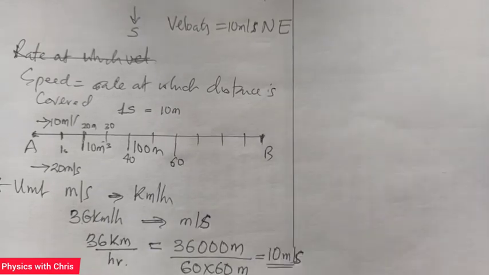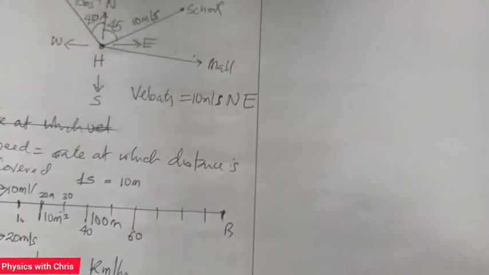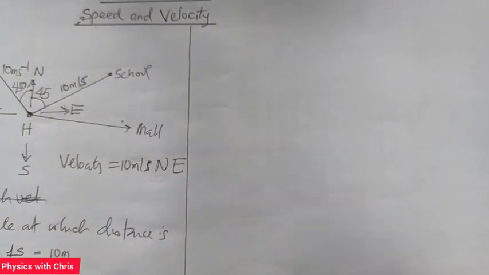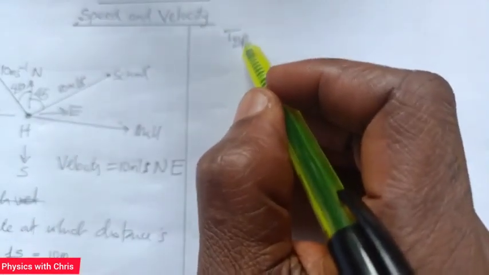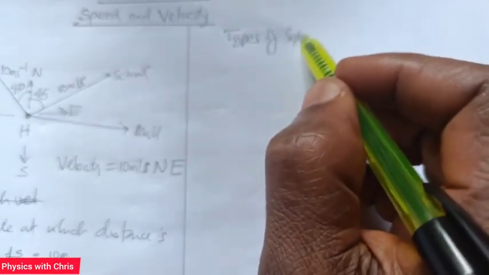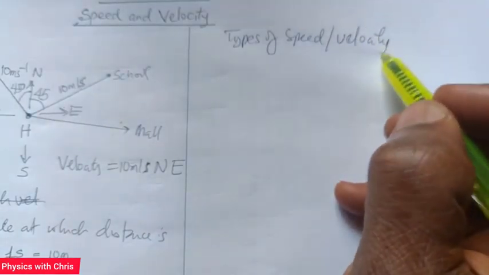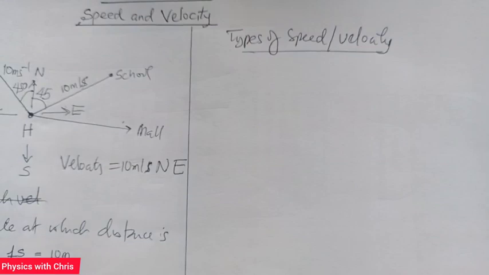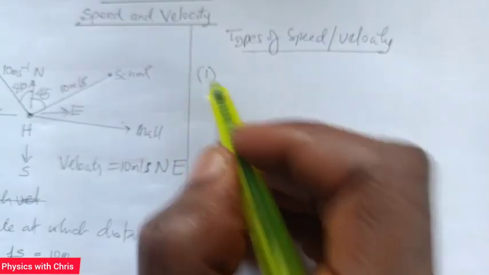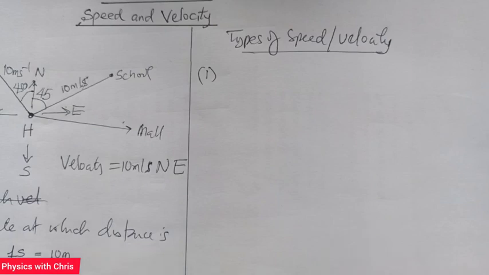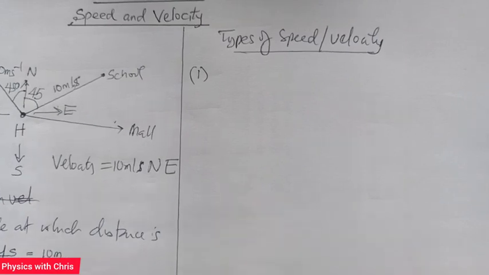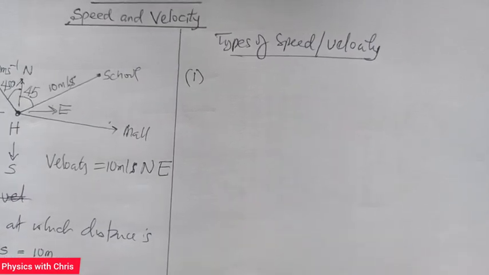So now, quickly before we round off this session, we want to look at the different types of speed and velocity. Types of speed slash velocity. I'm going to look at them together. Speed has different types, and of course, you know that speed has been defined as the rate at which a distance is covered, or distance covered per unit time.